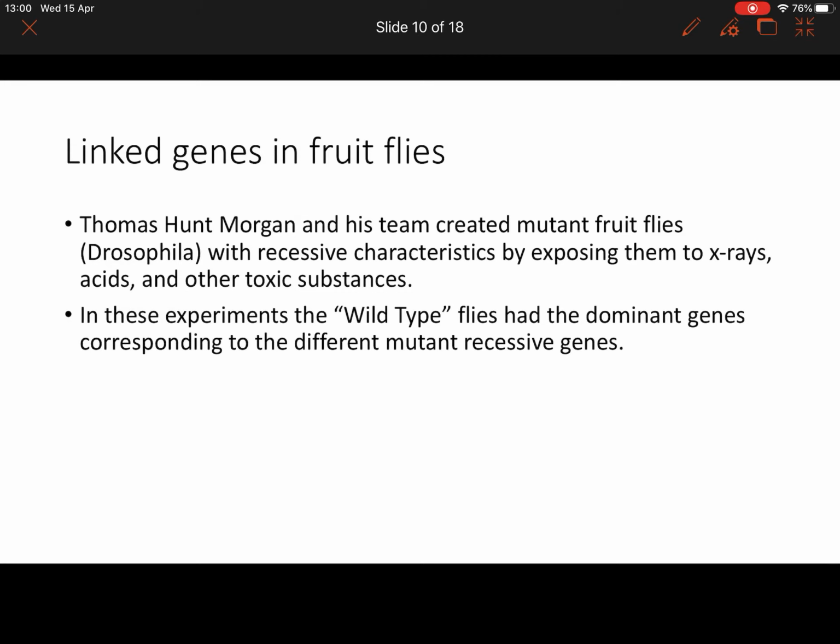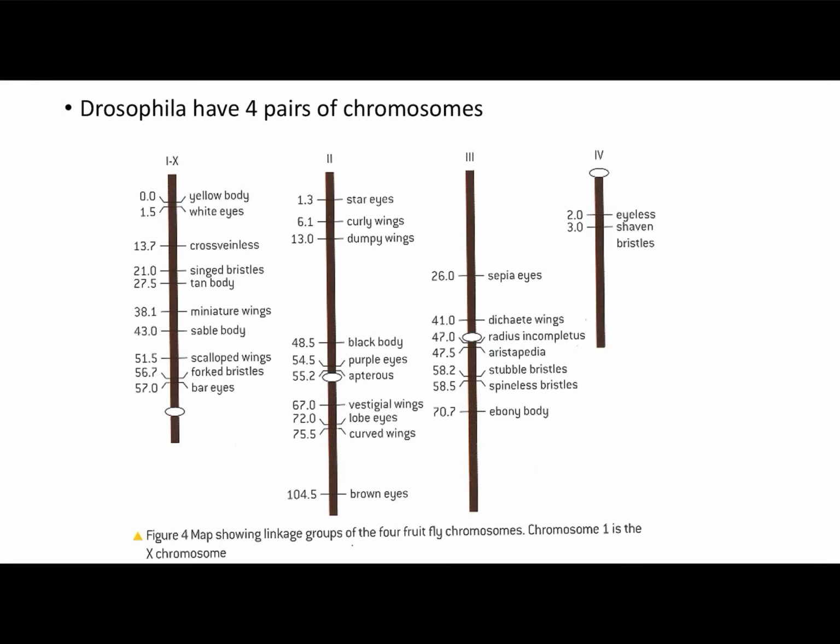In this presentation, we're going to be looking at Thomas Hunt Morgan's work and his experiments looking at linked genes in fruit flies. Now, Thomas Hunt Morgan actually created specific recessive characteristics in the fruit flies by exposing them to different mutating chemicals and X-rays. And he used these mutant fruit flies with these recessive genes in breeding experiments with the normal wild type flies that have the dominant genes.